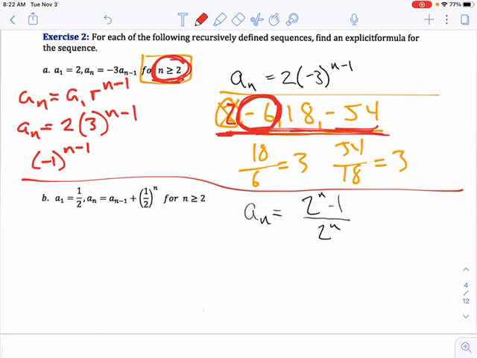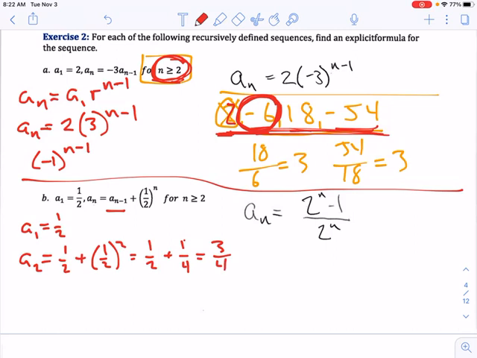Okay, so let's go through this same process. This is another recursive sequence. So we're given a sub 1 is 1/2. A sub 2 is now a sub n minus 1 plus 1/2 to the n. So that's going to be 1/2 plus 1/2 squared, which is 1/2 plus 1/4, which getting a common denominator is going to be 3/4.